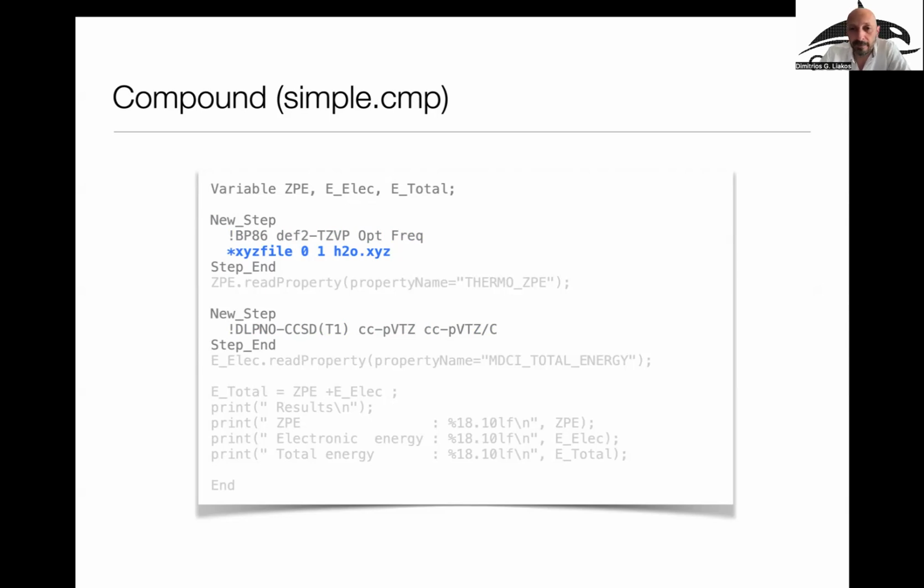This is a huge advantage because the second calculation will immediately understand the geometry from the first calculation. If somebody needs, fine, they can add a geometry here too. But if not, the geometry from the previous calculation will be carried to the next one. Then, this is another thing. You can see that the zero-point energy and the electronic energy will be read directly from ORCA. We use the read property function, and it will take care of all the things that we need.